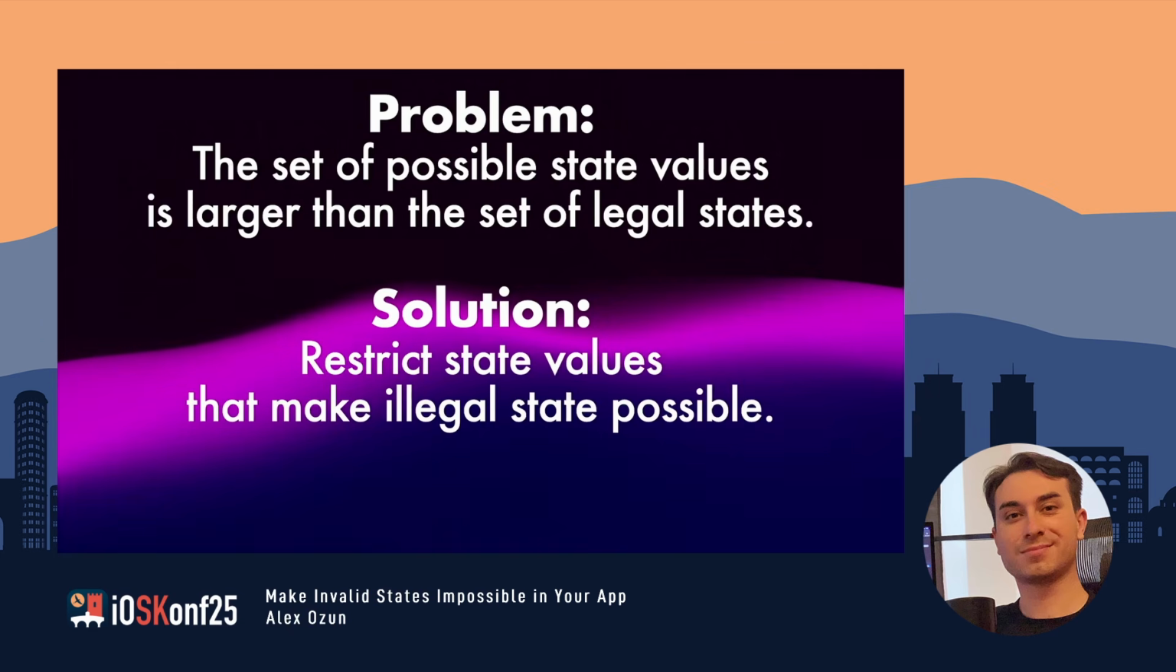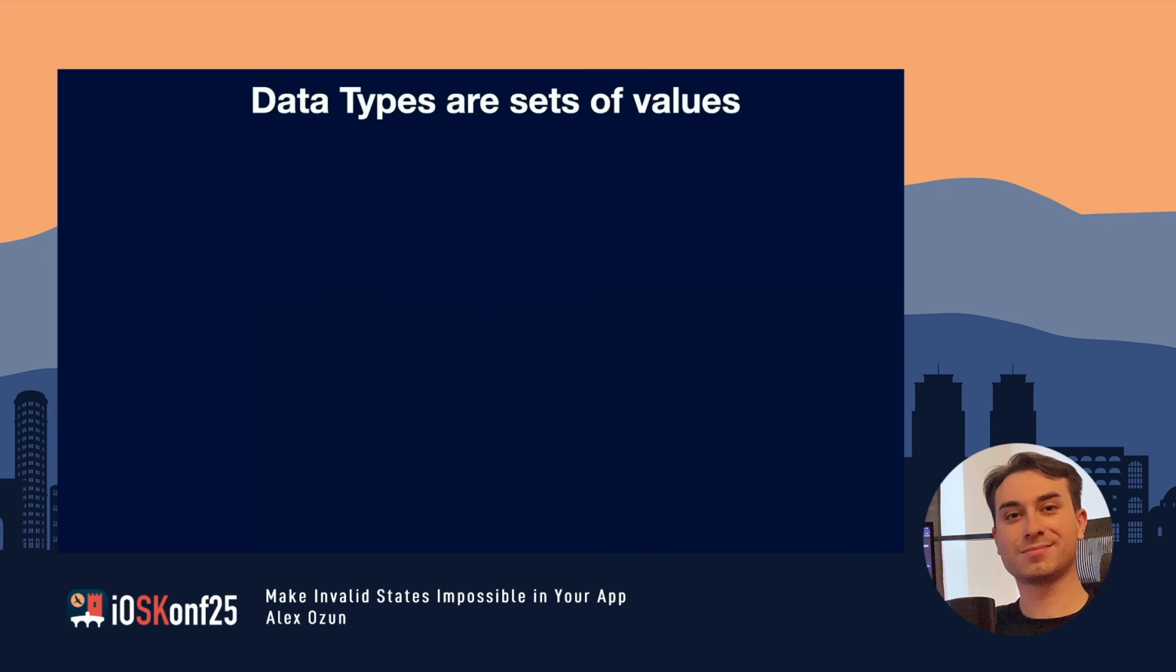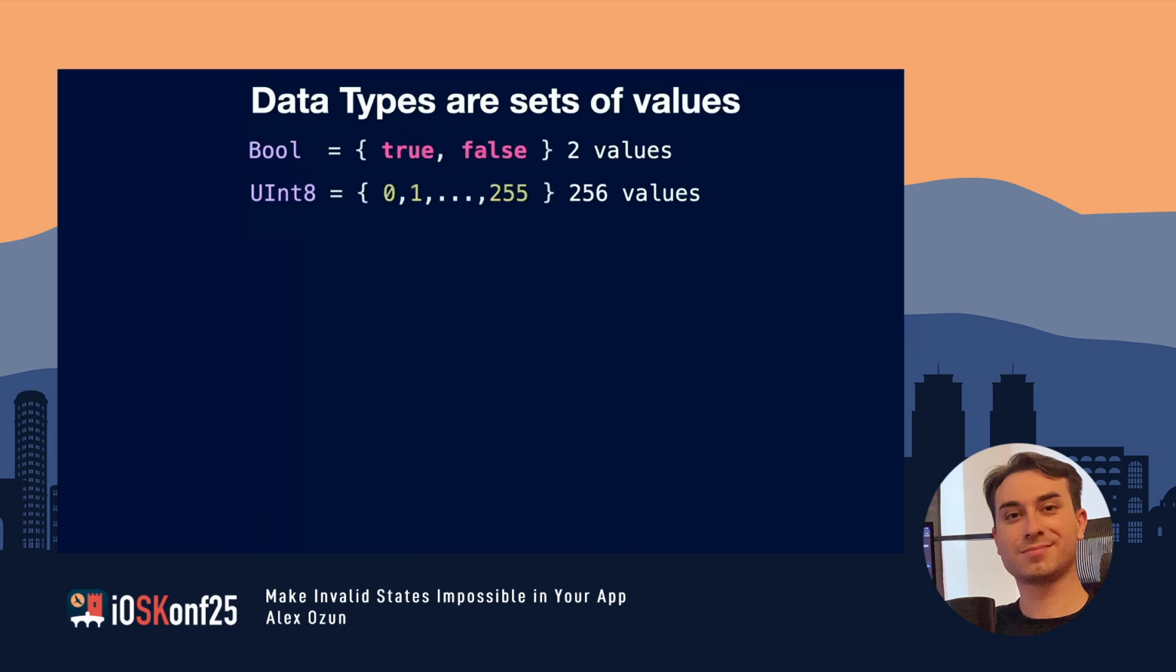All right, so let's take a minute to talk about algebraic data types. This is a scary sounding concept, but it's an incredibly simple one, but also a very powerful one that will help you solidify what we just did. So with algebraic data types, you can think about data types as just sets of possible values. So Boolean is a set of two possible values, true and false. And UInt8 is a set of 256 values from 0 to 255.